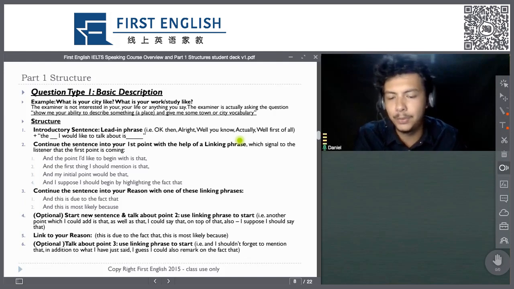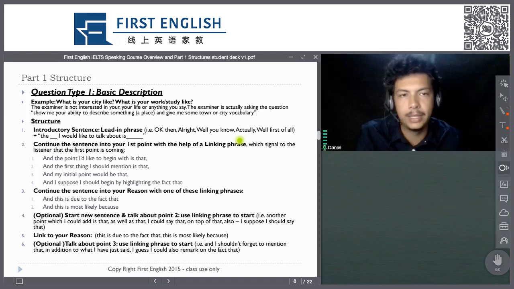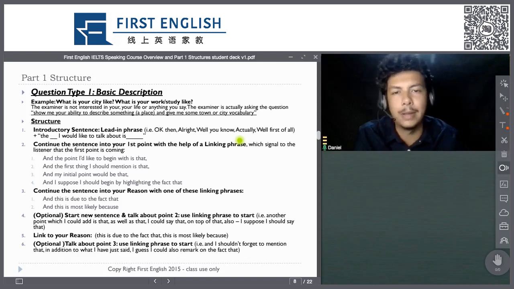Now, the examiner in this situation is not interested in what your life is like, or what your city is actually like, or what you do for work, or what you study. Instead, they're asking through these types of questions: show me your ability to describe something, describe a place, describe your work, describe your habits, something along those lines, and use good vocabulary in doing so.